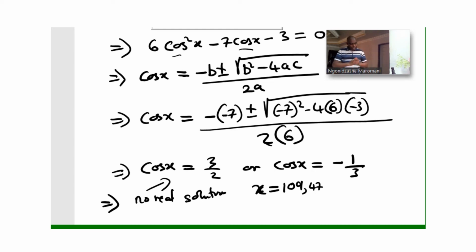So from there, since the question said find the general solution and we are dealing with a cos, we now say plus k 360.